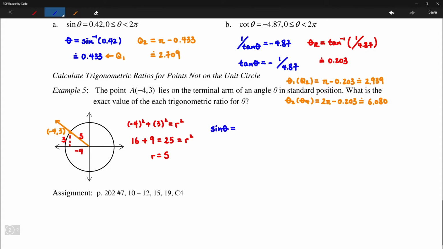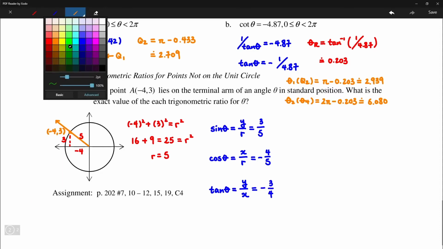Sine theta is equal to y over r. So that's going to be 3 over 5. Cosine theta is equal to x over r. So that's going to be -4 over 5. And then tangent theta is equal to y over x. And that will be -3 over 4.